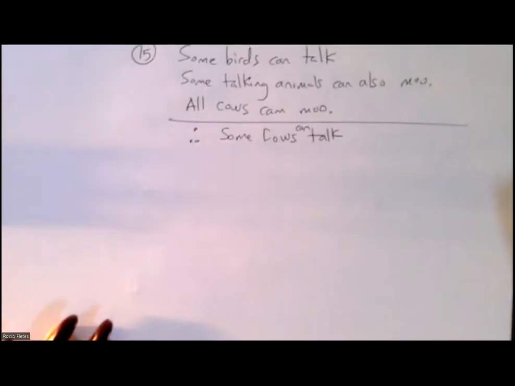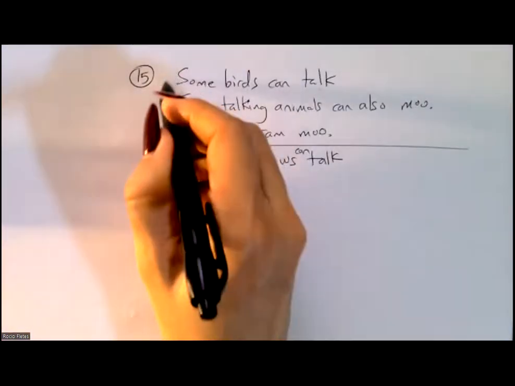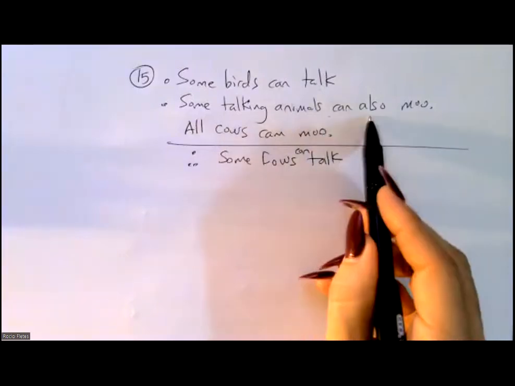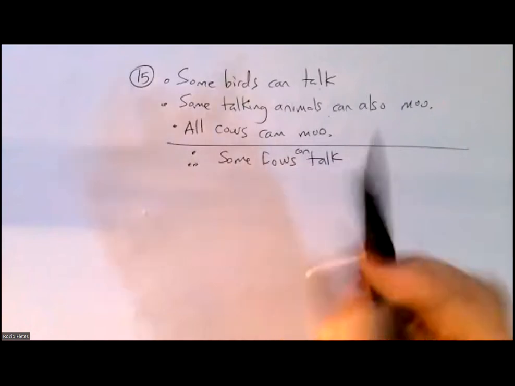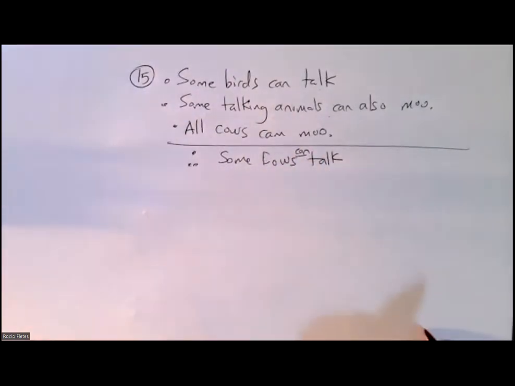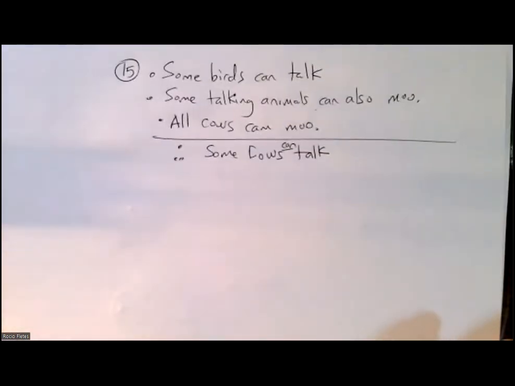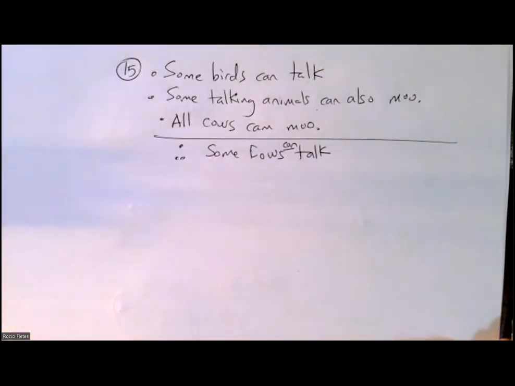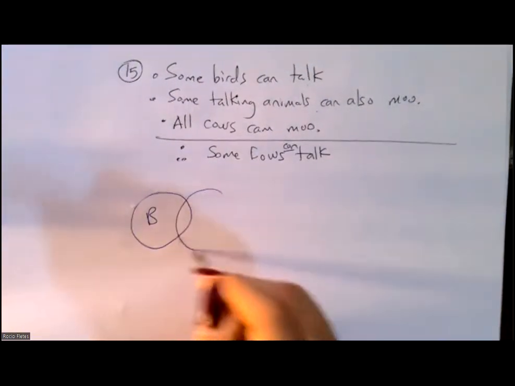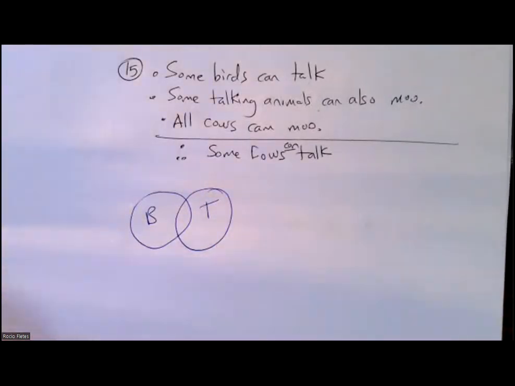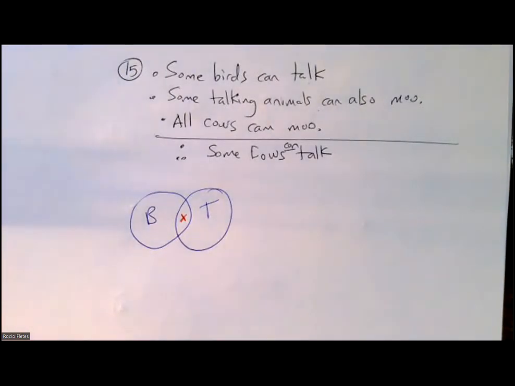All right, let me stop sharing here. And so we have: some birds can talk. These are the premises. Some talking animals can also move, and all cows can move. The conclusion is that some cows can talk. Okay, so we're gonna build the Euler diagrams here. So some birds can talk. Here we have the bird set and the animals that talk set, and we know that some of the birds can talk. So we put an X here because there is an overlap.